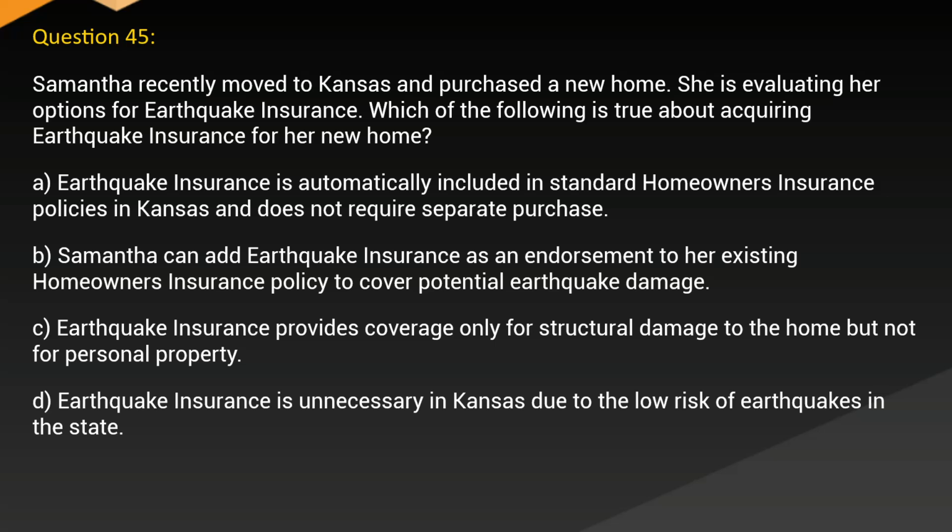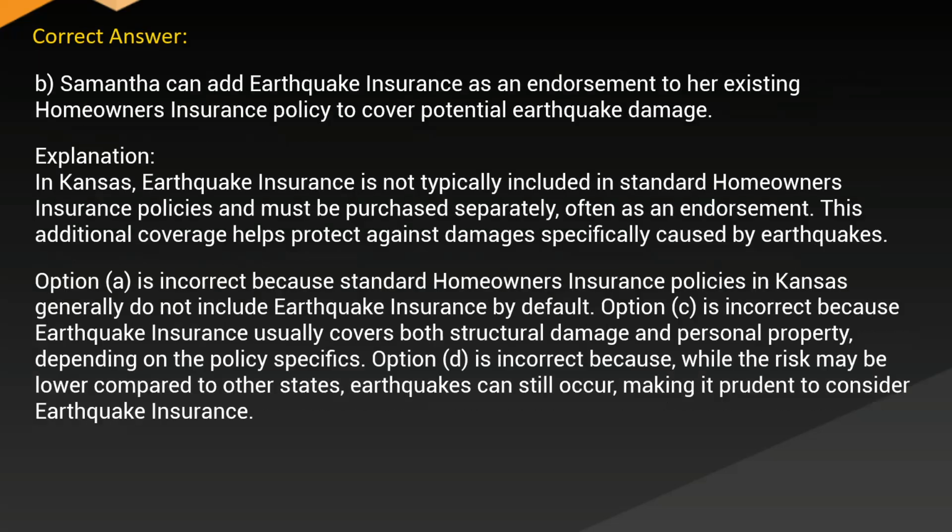C. Earthquake insurance provides coverage only for structural damage to the home but not for personal property. D. Earthquake insurance is unnecessary in Kansas due to the low risk of earthquakes in the state. Correct answer: B. Samantha can add earthquake insurance as an endorsement to her existing homeowners insurance policy to cover potential earthquake damage. Explanation: in Kansas, earthquake insurance is not typically included in standard homeowners insurance policies and must be purchased separately, often as an endorsement.